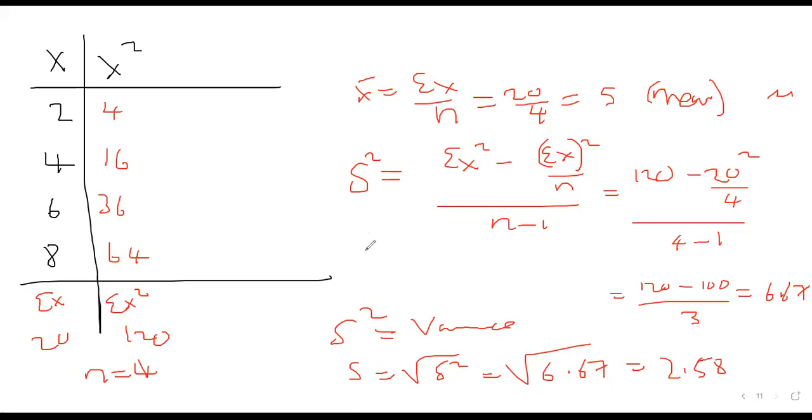You can also calculate the coefficient of variation by dividing the standard deviation by the mean times 100. What do we get? 2.58 over 5 times 100, which is 51.6%. So this is what we call the CV. CV stands for the coefficient of variation.